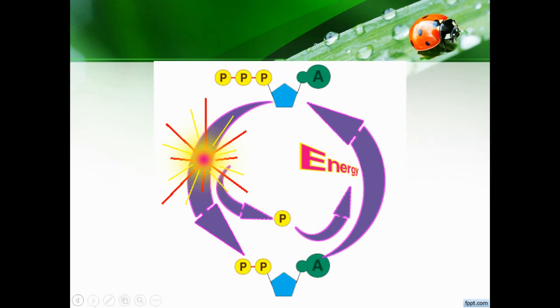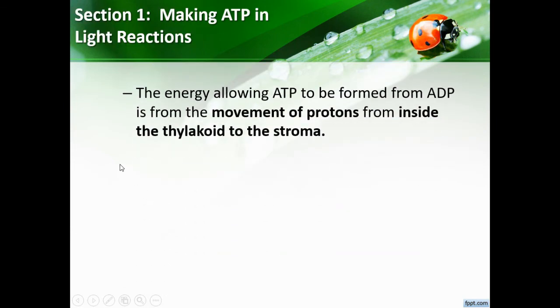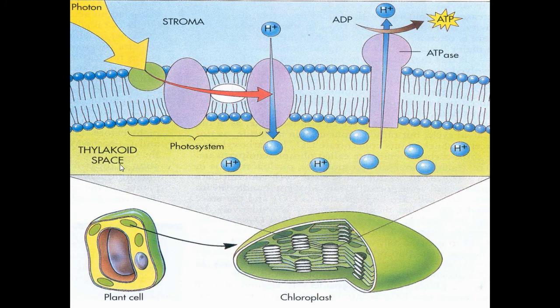So here we have ADP. We got this little proton. We're going to add that, no, not proton, phosphate. We're going to add this phosphate to this molecule here, making it into ATP. When we need energy, we're going to zap that phosphate off, and we get a lot of energy to do whatever activity we're trying to do. Through that electron transport chain, it's going to add that phosphate back on, and it's just a never-ending cycle there of making energy and breaking it, making it, breaking it. The energy allowing ATP to be formed from ADP is from the movement of protons from inside the thylakoid to the stroma.